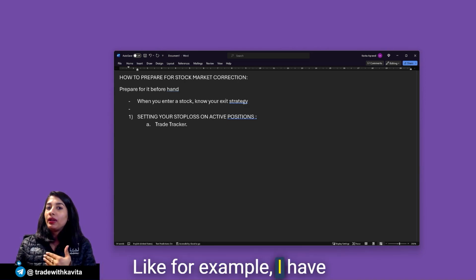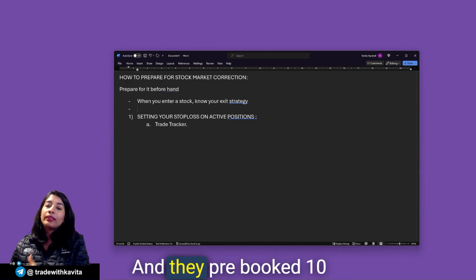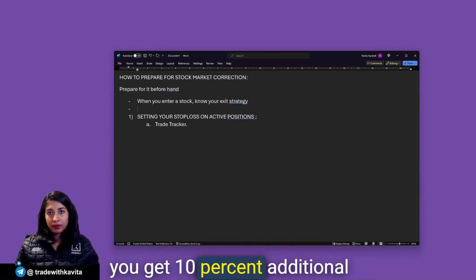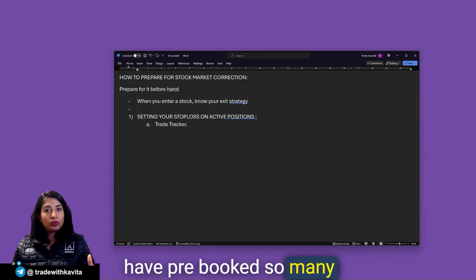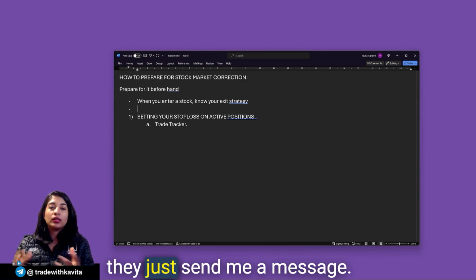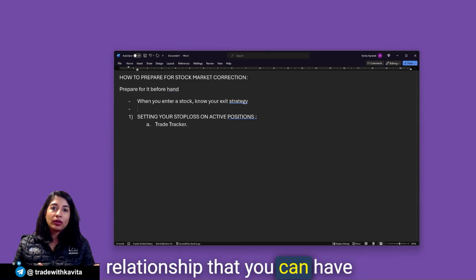For example, I have multiple clients who pay me like 1200 for each session, and they've all pre-booked 10 sessions in advance. And when you book 10 sessions, you get 10% additional discount. Because they have pre-booked so many sessions in advance, whenever they need any information on a stock, they just send me a message. I reply to them. So that's called a retainer relationship that you can have with a research analyst.